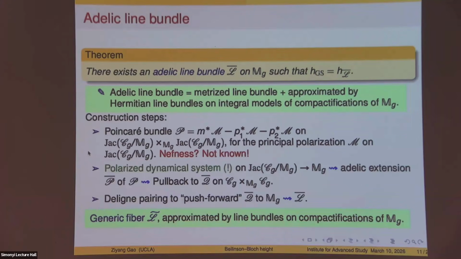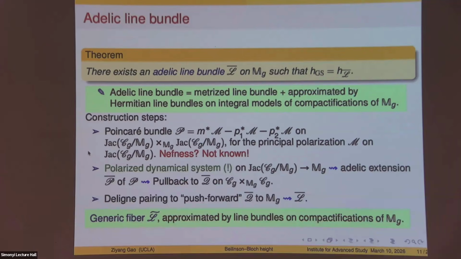Then we use complex geometry to study these things. And at finite places, we also need to do something, especially at those bad reduction places. We also put some metrics at every place. So these things are called metrized line bundles. So even though I'm talking about an adelic line bundle over M_g, I'm really talking about things over integral models. The key point here is that these metrized line bundles should be approximated by Hermitian line bundles.